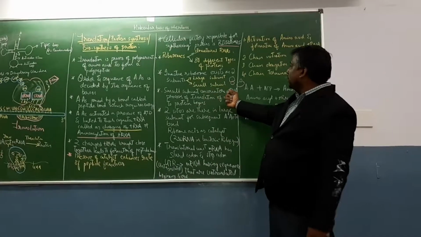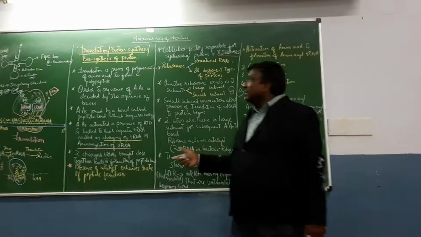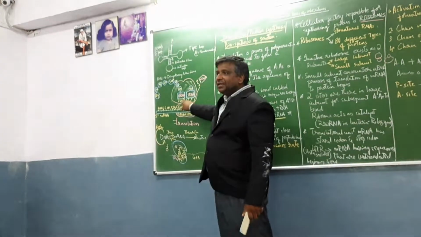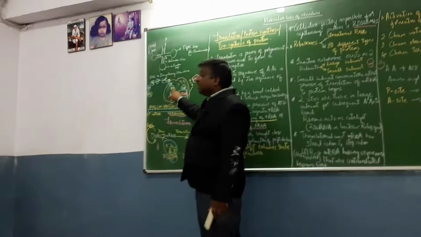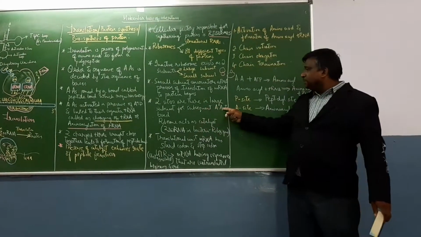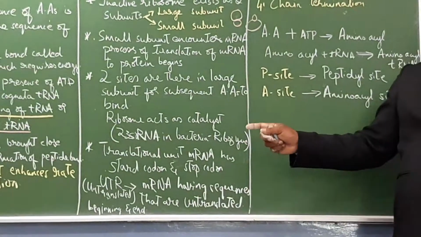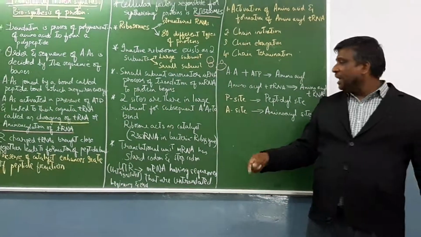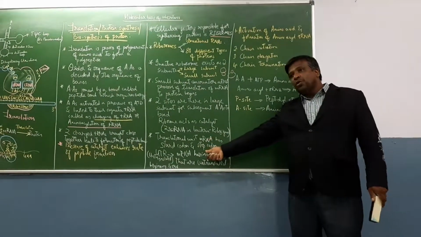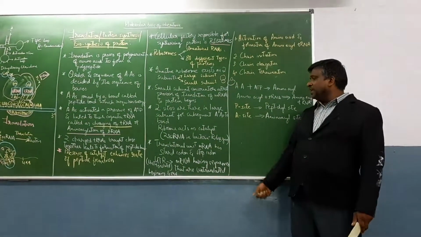Our point is that two sites are there in the large subunit for subsequent amino acids to bind. What are those sites? The P site, peptide site, and the A site, amino acid site, where two tRNAs with amino acids are there. Okay, so that is what they are. Ribosomes act as catalyst. There is 23S rRNA, ribosomal RNA, and the translational unit of mRNA has a start codon and stop codon, AUG and terminator or nonsense codons.